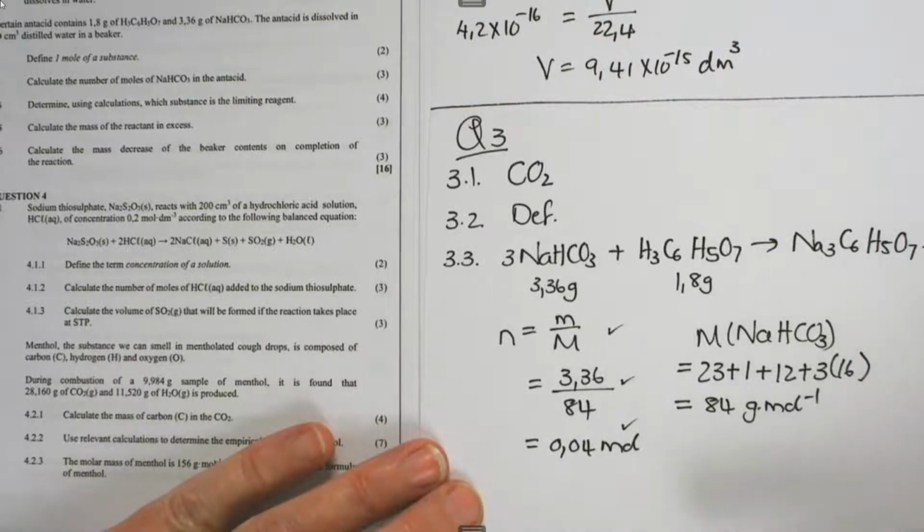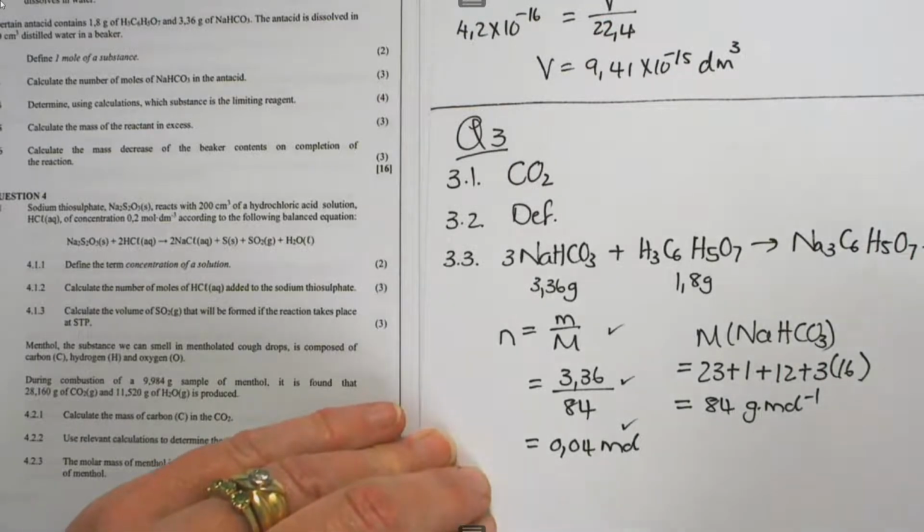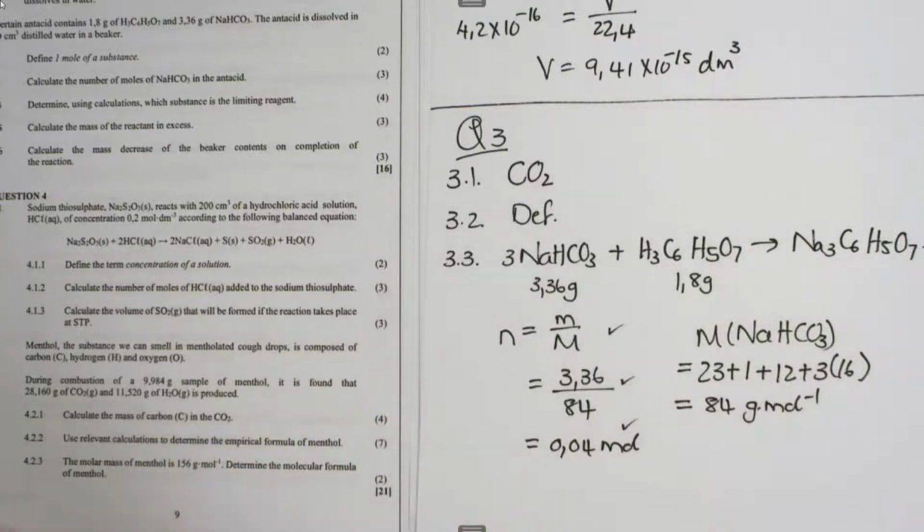Okay, 3.4. Determine using calculations which substance is the limiting reagent. Okay, boys and girls, what they're busy doing now in question 3 is they divided it into smaller little parts. So this can be given for the grade 10s as well as the grade 11s. So they cut it into small little parts.